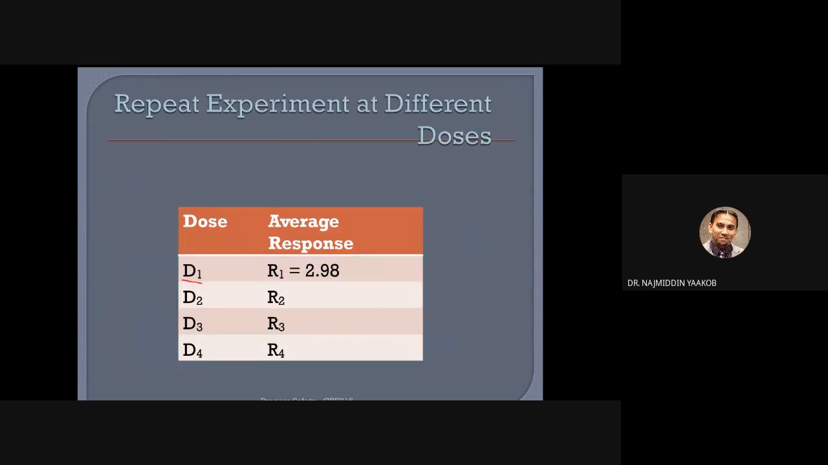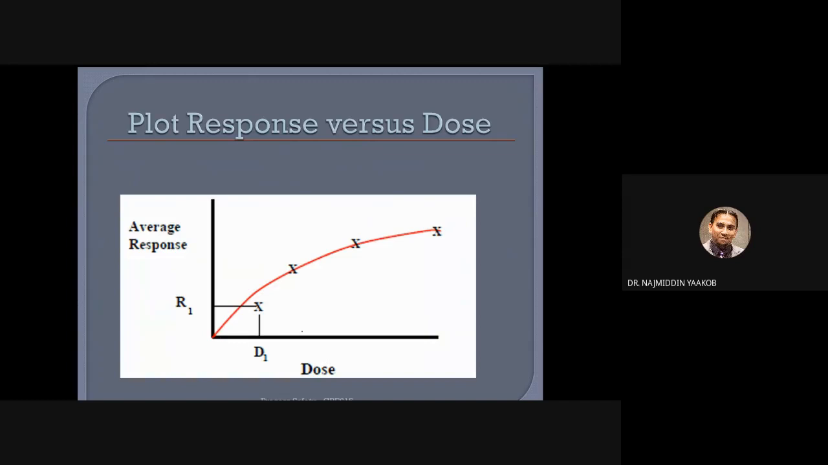The previous one was the first dosage, so you get an average response of 2.98. You might be interested to increase the dosage to D2 and determine what the average response is, and so on. You keep on increasing the dosage. So you can expect the average response will go higher. As you see, when you increase the dosage, the average response increases.